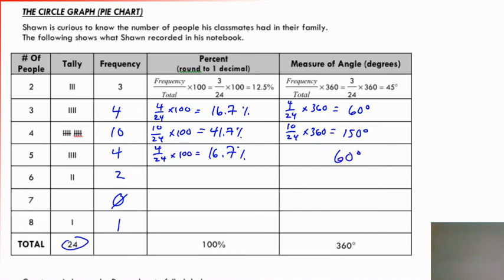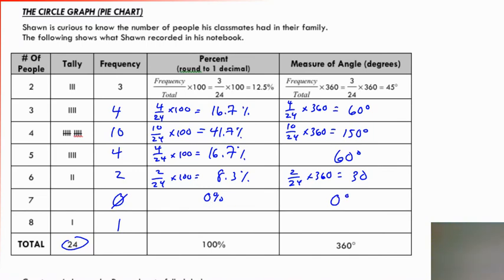You get that? All right, and now we go to 2. 2 divided by 24 times 100 is 8.3%. All right, 2 divided by 24 times 360 is 30. Well, it makes sense. It's half of the 4. Okay. 0, well, that's going to be 0 degrees and 0%.